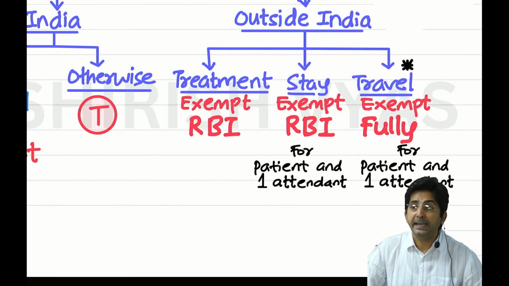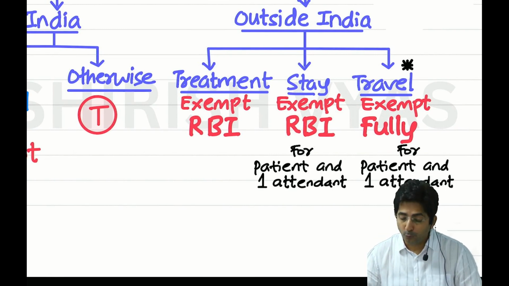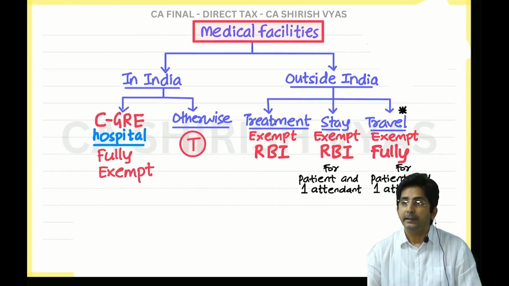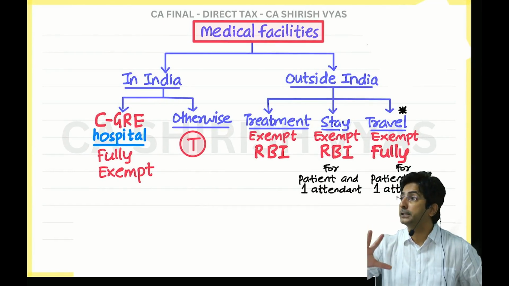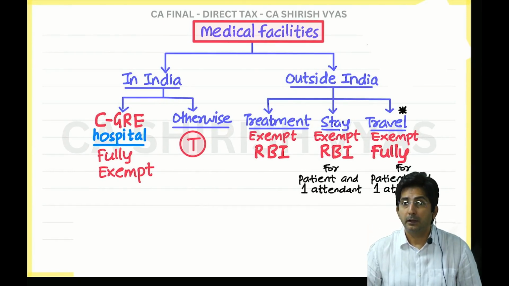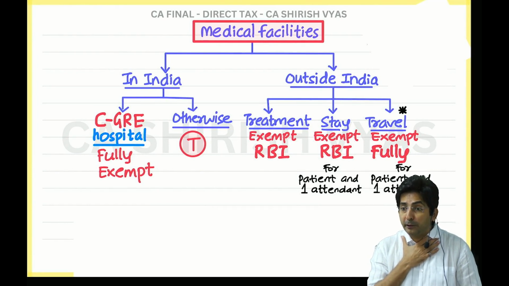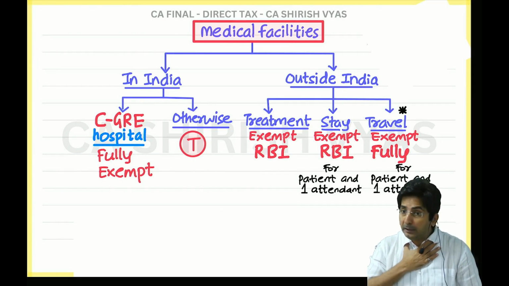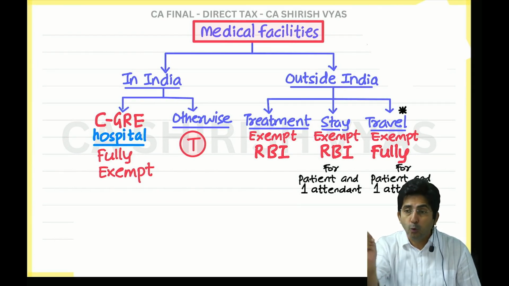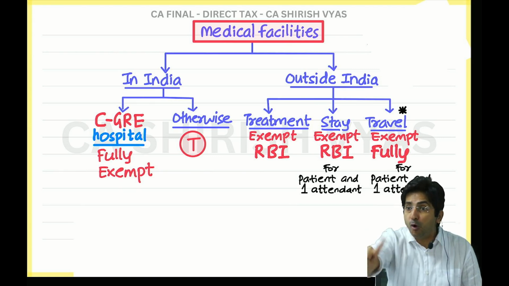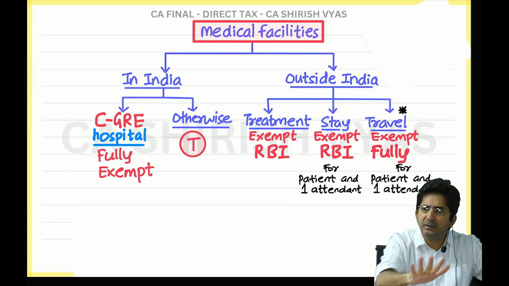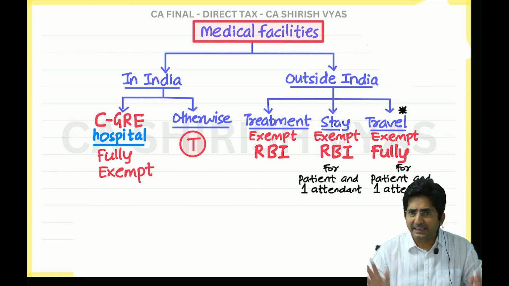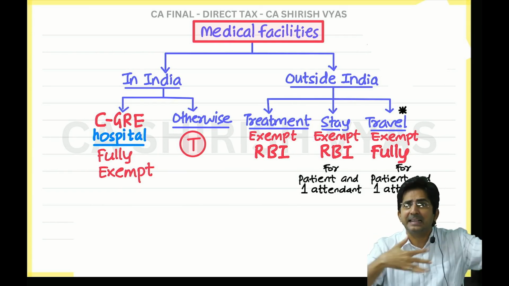For patient and one attendant. You know why this rule is made? Look here. Imagine an employee is having a serious disease, cancer. And the boss says, oh my God, you are detected with cancer. We will have to do something. Do one thing, go to London for treatment. And don't go alone. You are a patient. You will die in the journey only. Death in transit.